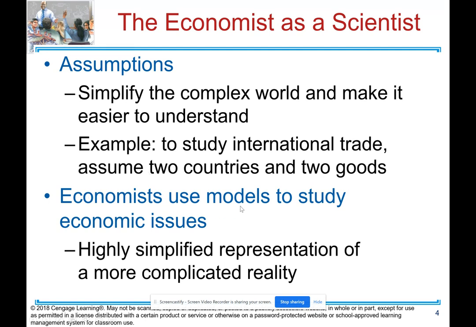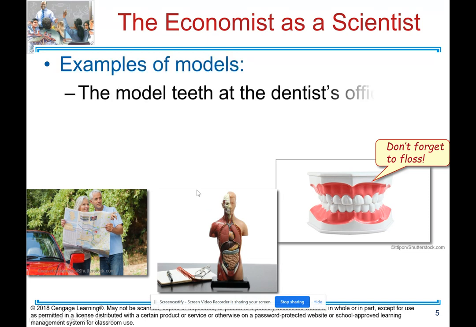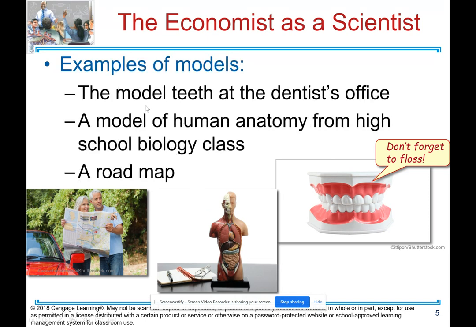Economists use models to study economic issues. Models are highly simplified representations of a more complex reality, a simplified picture of reality. Examples of models: a model of teeth at the dentist's office, that's a model. A model of human anatomy from high school biology class, that is a model. A roadmap. Remember, a model is a simplified representation of a more complex reality.